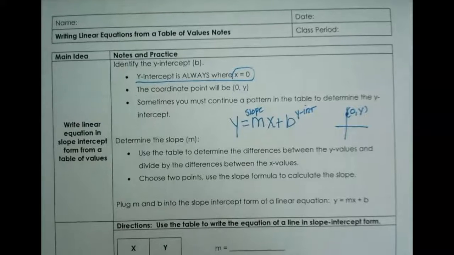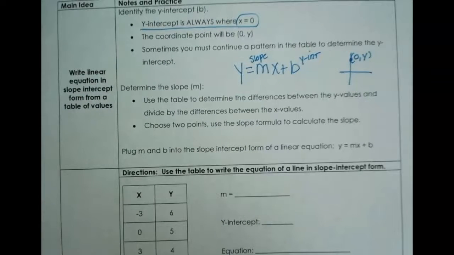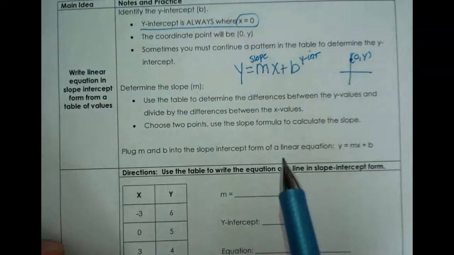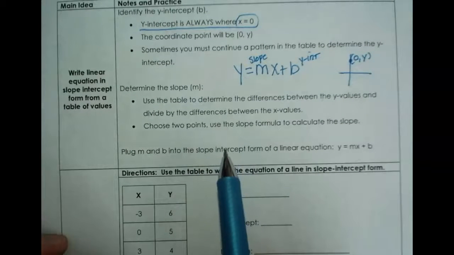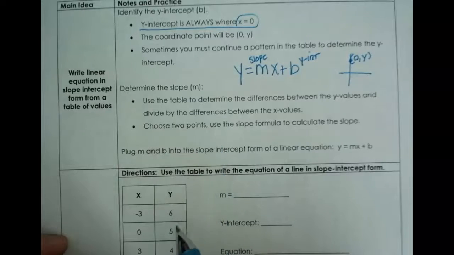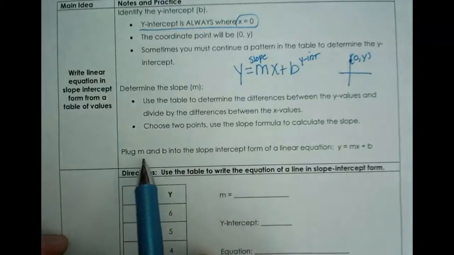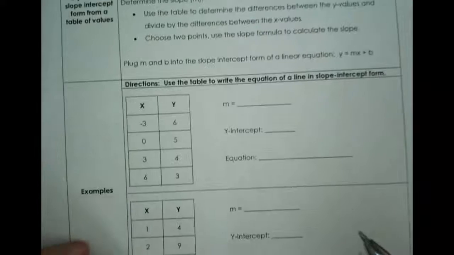So that's our y-intercept. And then our slope. We talked about this previously. There's a couple different ways to calculate slope. You could pick 2 points and calculate the slope in your slope formula. Or I'm going to show you another way where you find the differences using the table of the y's and the x's, and you can find your slope that way. Once you find your slope and your y-intercept, you just plug them in. So let's take a look.